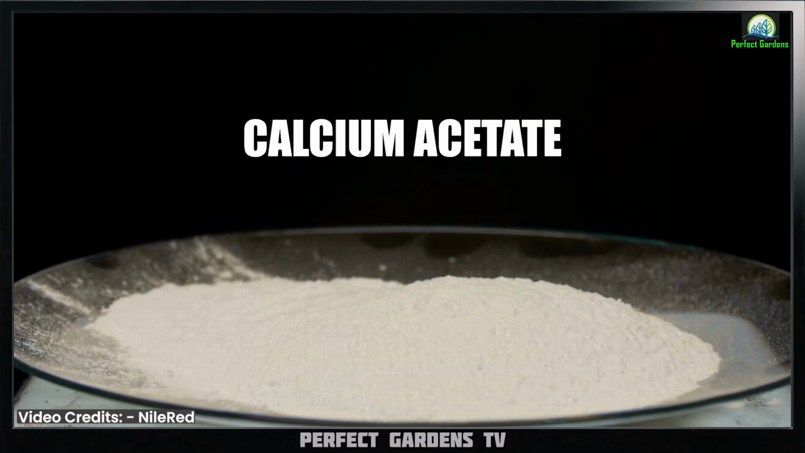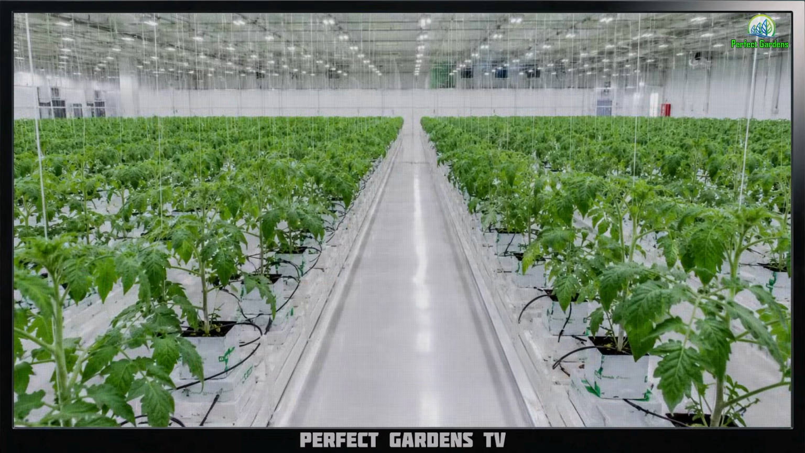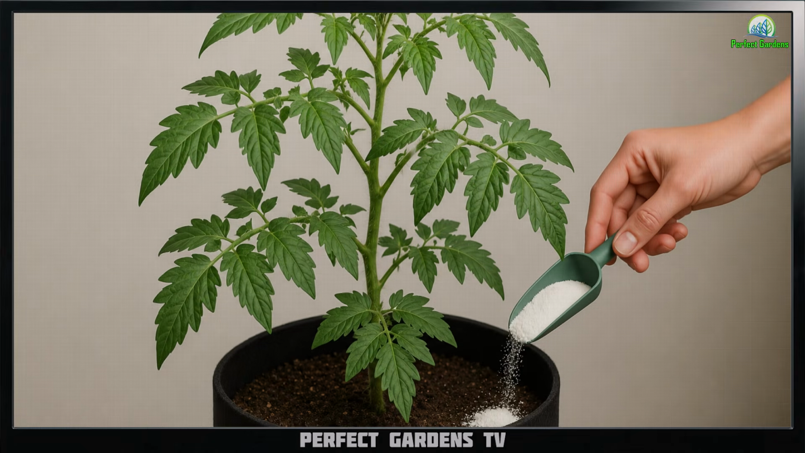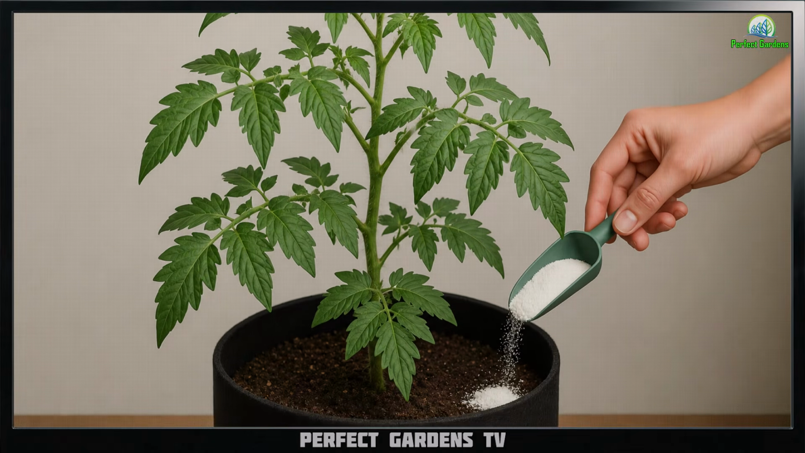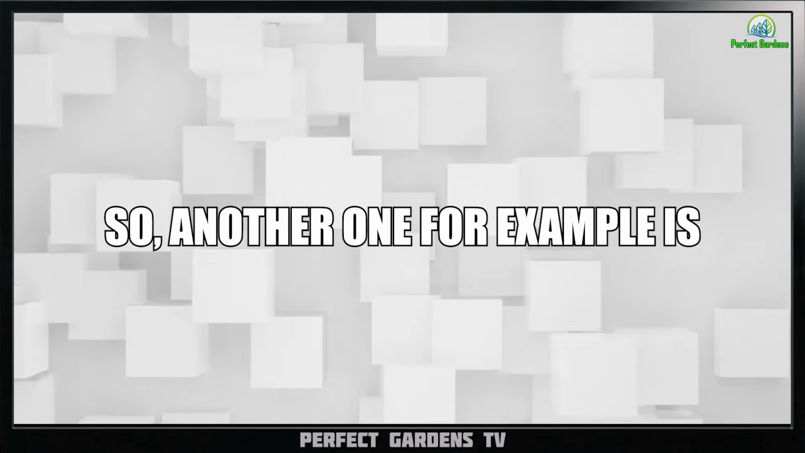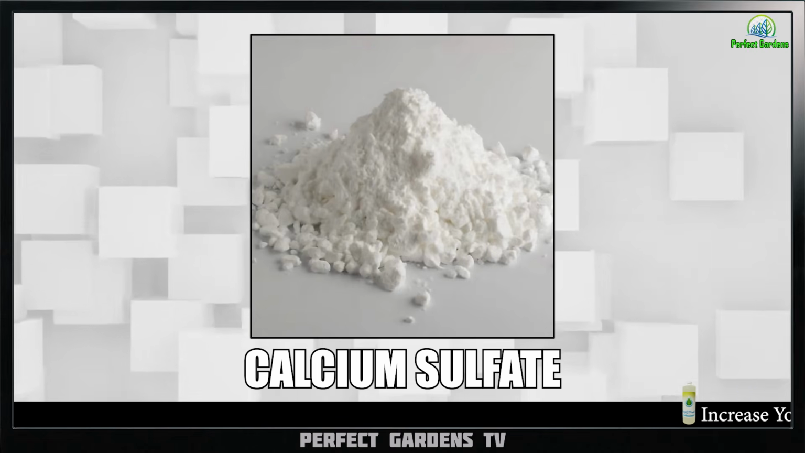That's water soluble, and it's not going to increase the pH because there's no carbon dioxide being released. So that might be a great solution to provide calcium at any stage of your plants, because maybe you feel that's what you're lacking and you'd use it later in your crop because you're not adding calcium like nitrogen to your crop. So another one, for example, is calcium sulfate, right?